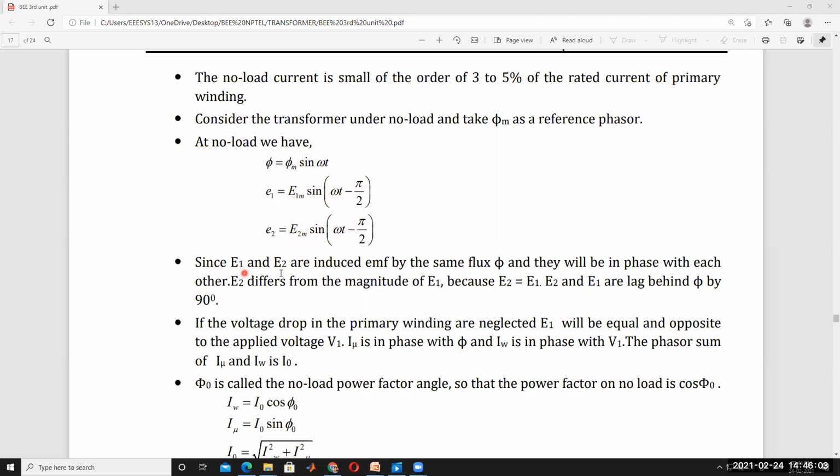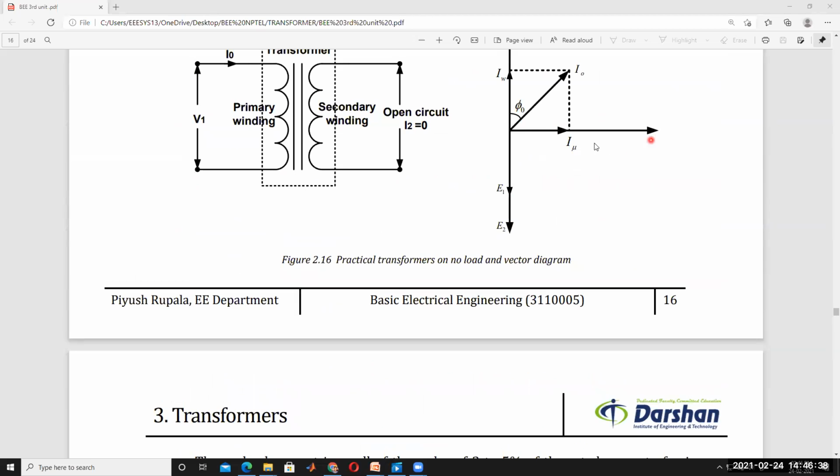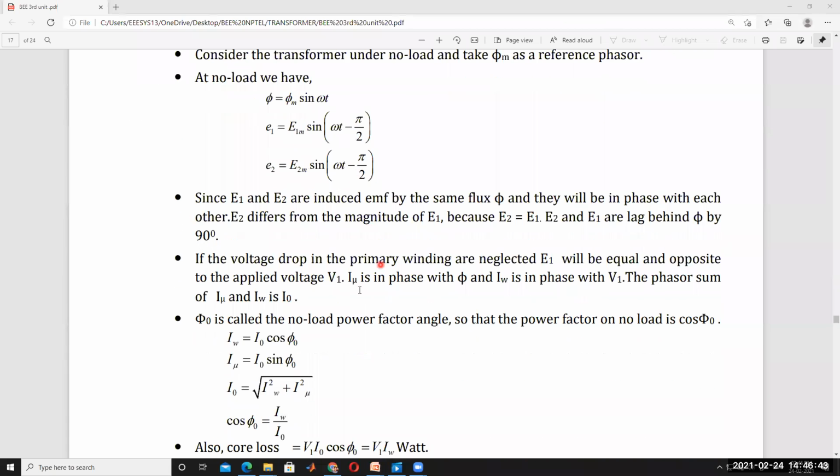Since E1 and E2 are induced by the flux φ, they will be in phase opposition with each other. E2 differs from E1 in magnitude. Practically it differs, but ideally E1 and E2 are the same. E2 and E1 lag behind the flux φm by 90 degrees, you know well. That's why we get this in the diagram.